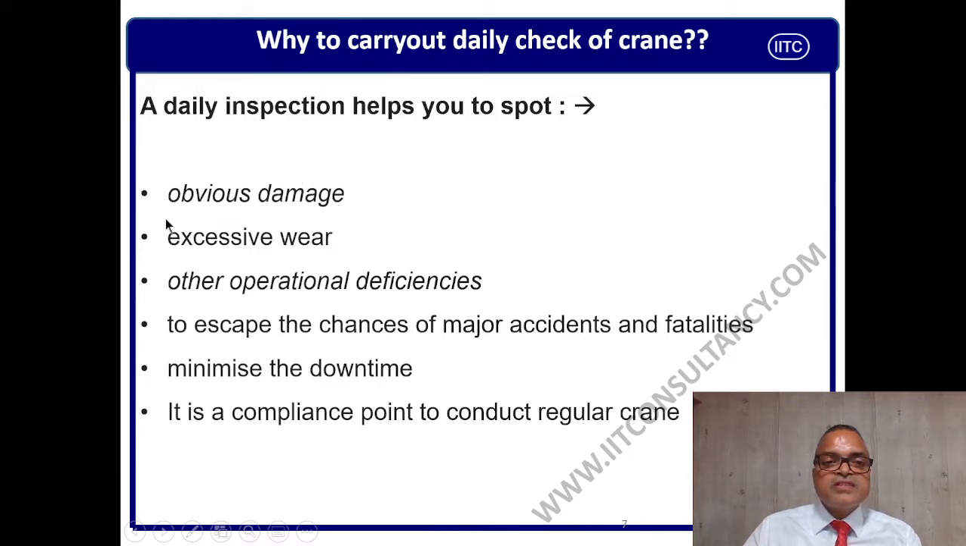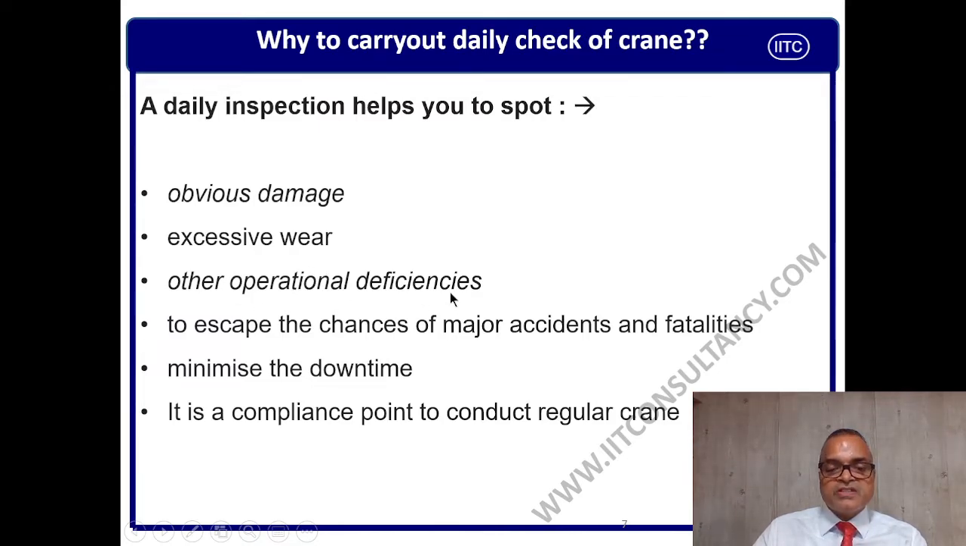As you know, cranes are used to lift heavy or light equipment, so there may be excessive wear and tear because of load. We need to spot heavy or excessive wear in spare parts, equipment, rotating equipment, drums, etc. We will see separately what is to be checked in the checklist that is there in the program.